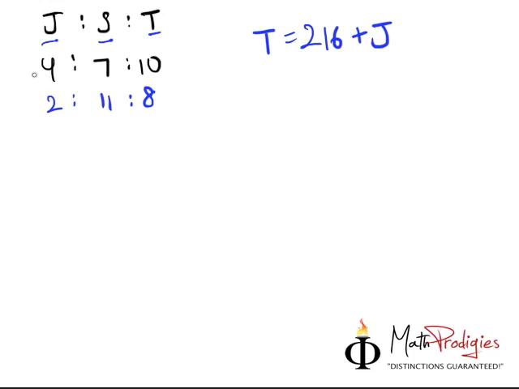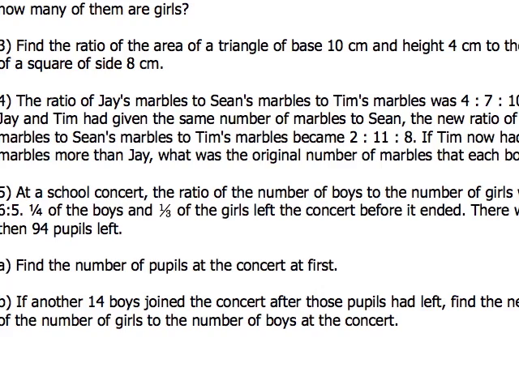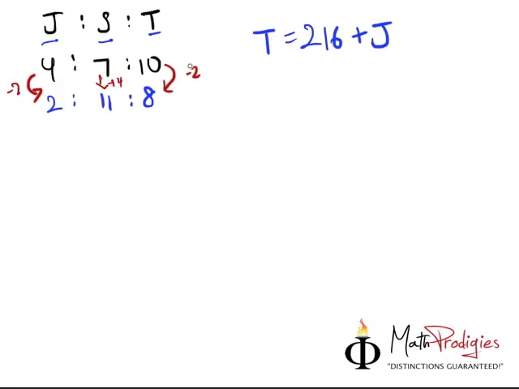So let's take a look at the difference here. This to this is -2, and this to this is -2. And this to this is +4. Basically, these two people gave 2 units each to Sean, and therefore he had 4 more. So very simple.